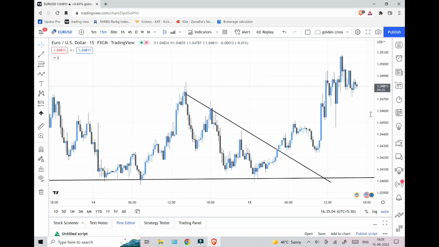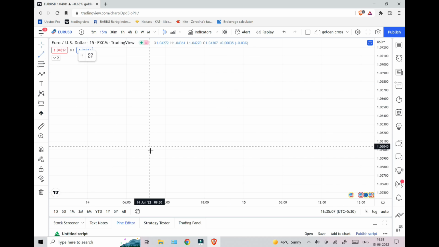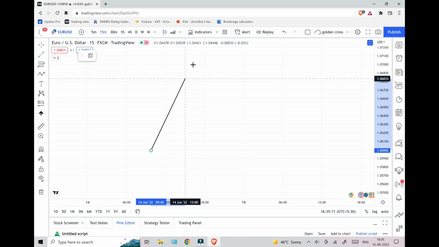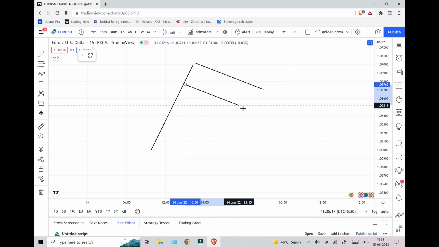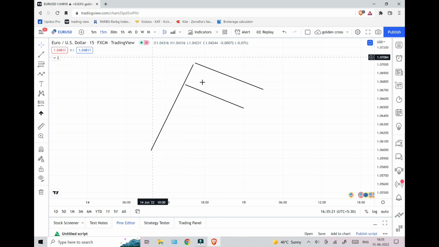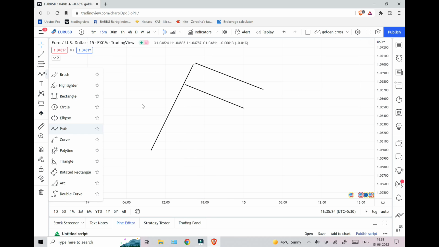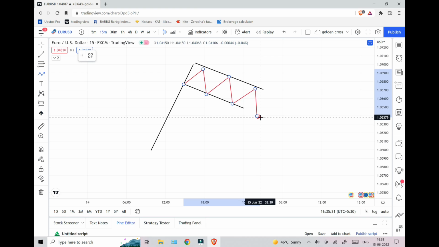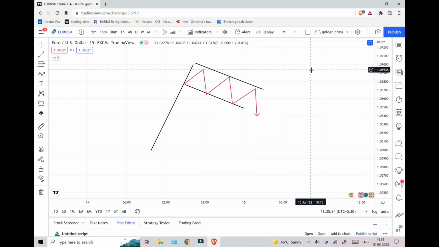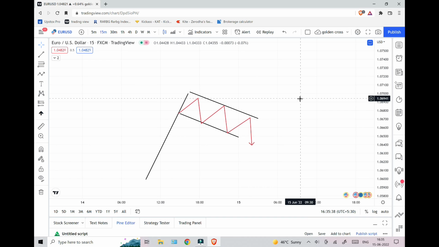Now let's see flag patterns. In flag pattern, what happens? The market goes up like this, and a structure is formed like this. The market keeps consolidating in this region. Right? Now you may have heard that bullish flag breaks only upside, right? We have taken trade where the flag breaks downside also. So there is no such thing that the market is going to go up only.